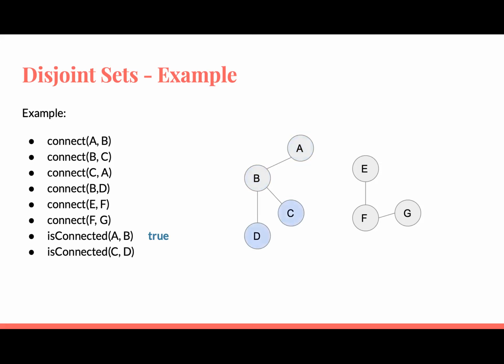And then in the case of C and D, we can see that there is a path between C and D, because if we go through B, then we can get to any of C or D in this case. So we'll return true. Same thing for E and F here. They're part of the same set, and there exists some path between them. So we return true in this case.